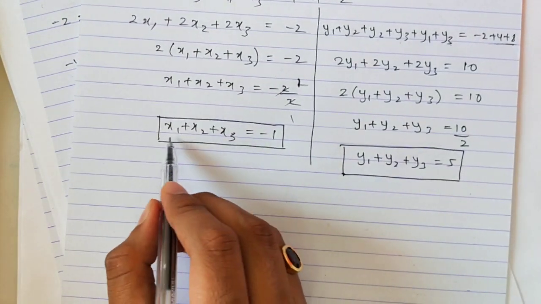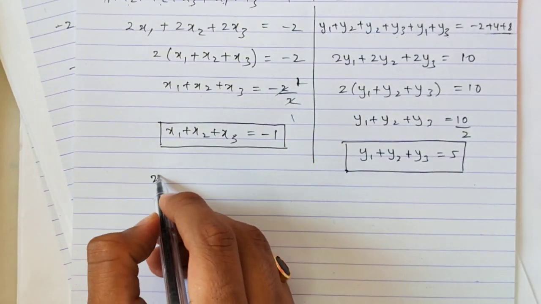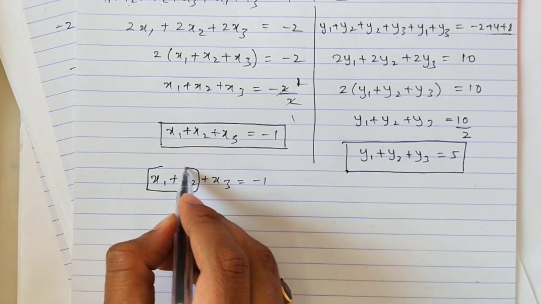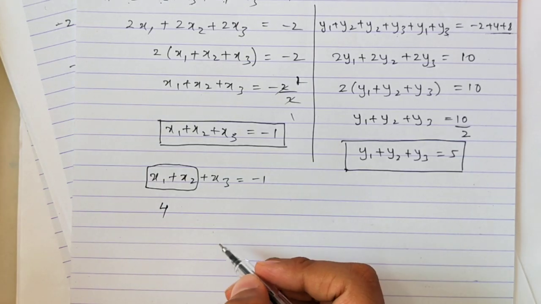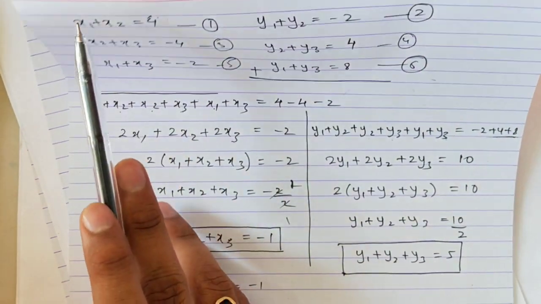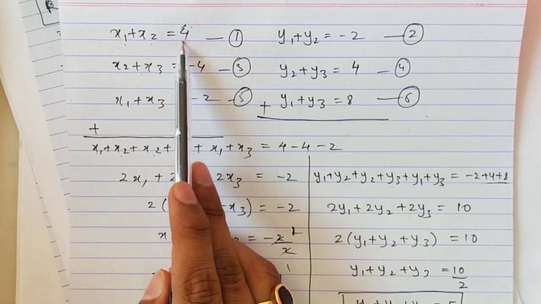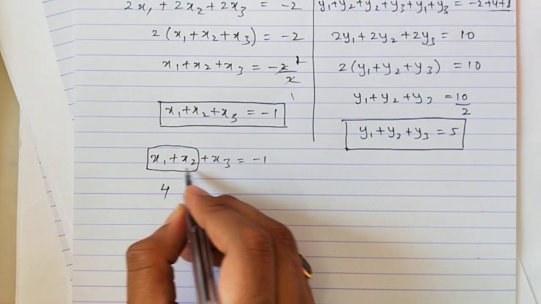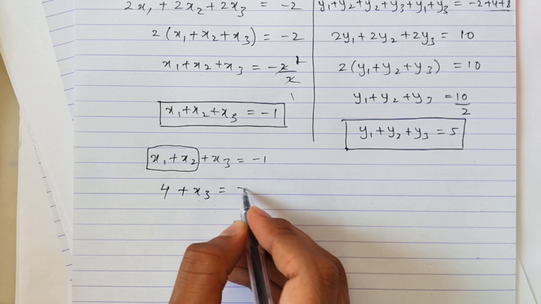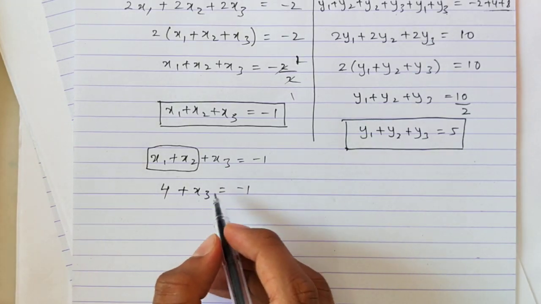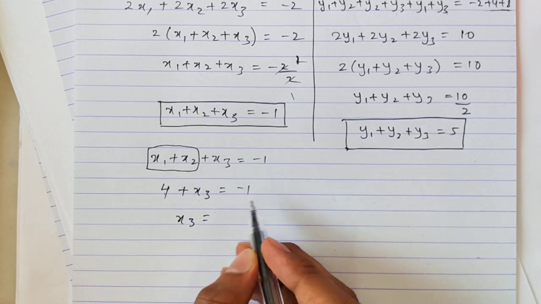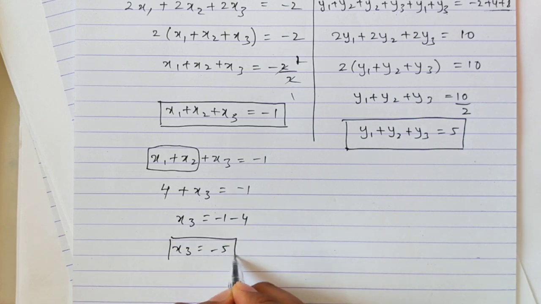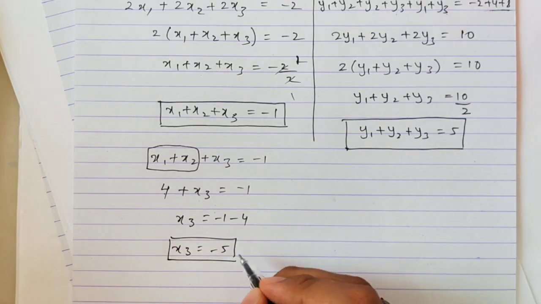x1 plus x2 is 4. So in this equation, x1 plus x2 plus x3 is equal to minus 1. In the place of x1 plus x2, I can write 4 because I know that x1 plus x2 is 4. Understood? So in the place of x1 plus x2, I am writing 4 plus x3 is equal to minus 1. So x3 is equal to, this sign will go here, minus 1 minus 4. So x3 is equal to minus 5. I got one value.